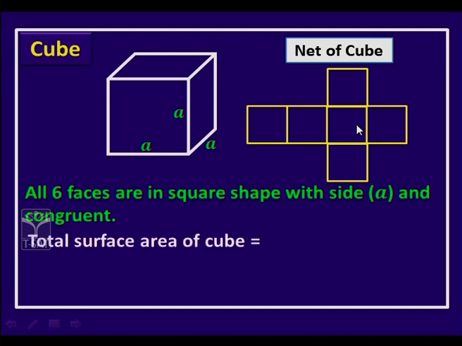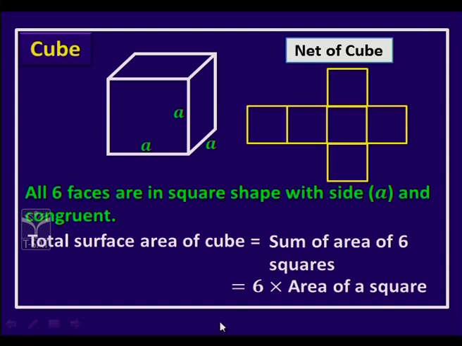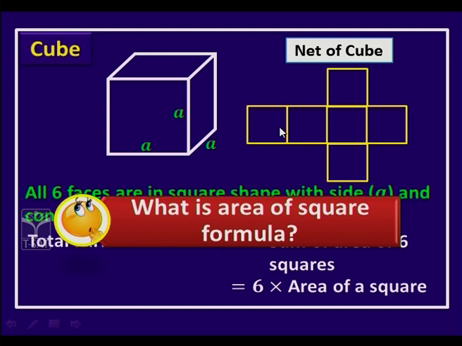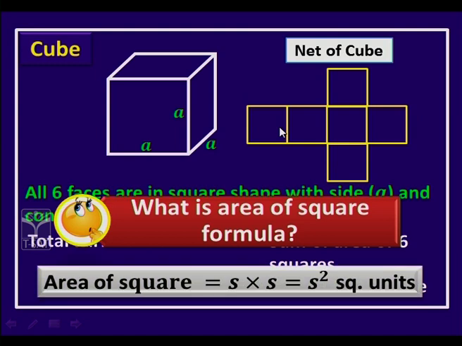Now, children, let us find out the total surface area of cube. That is nothing but the sum of the areas of all these 6 squares, right, children? Just like in cuboid how we did, we need to add the areas of these 6 squares, or even you can write it as 6 into area of a square. Why? Because all these areas are equal as they are congruent figures. Got it, children? So, what is the formula to find the area of a square, children? Yes, you are absolutely right. Area of a square is given by side into side or side square, square units.